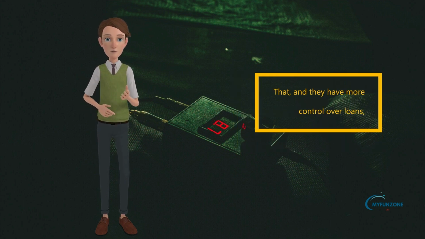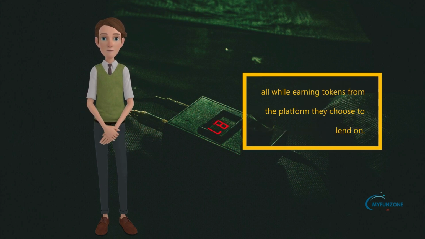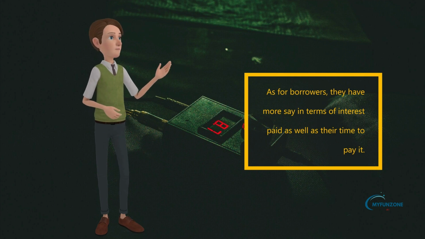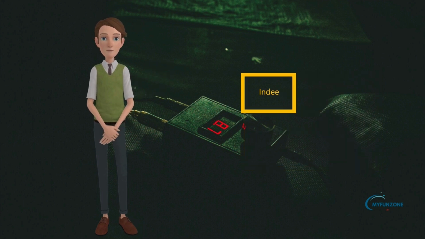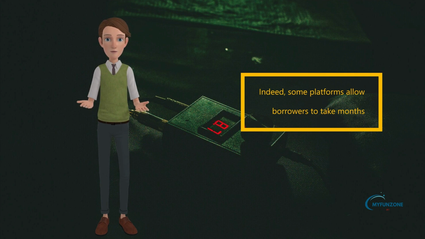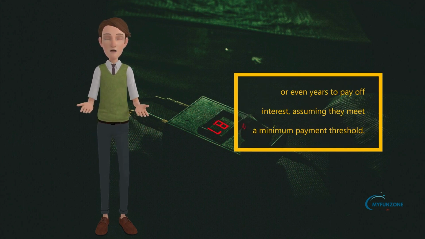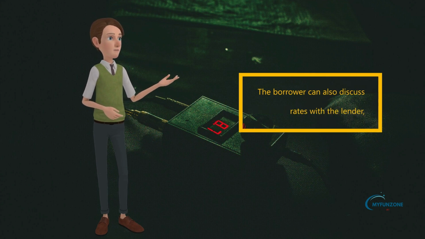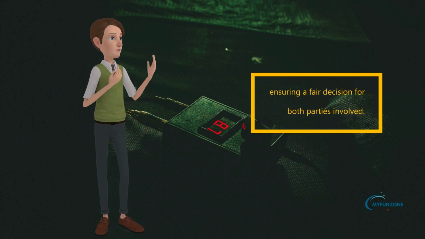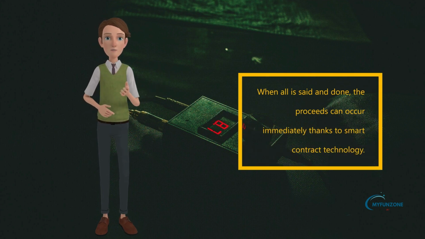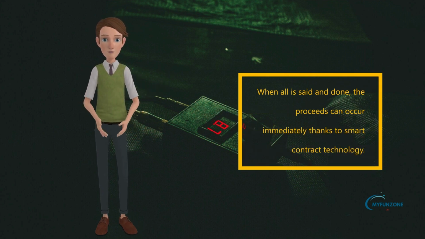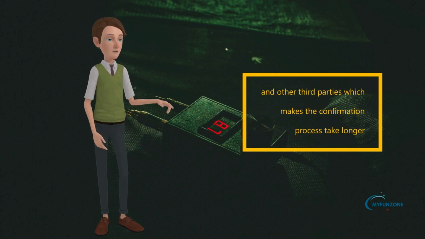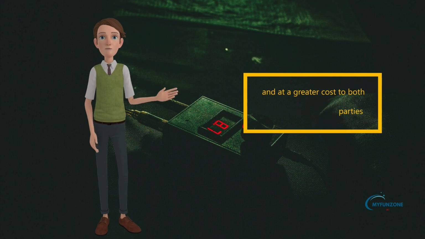That, and they have more control over loans, all while earning tokens from the platform they choose to lend on. As for borrowers, they have more say in terms of interest paid as well as their time to pay it. Indeed, some platforms allow borrowers to take months or even years to pay off interest, assuming they meet a minimum payment threshold. The borrower can also discuss rates with the lender, ensuring a fair decision for both parties involved. When all is said and done, the proceeds can occur immediately thanks to smart contract technology. There's no need to involve lawyers and other third parties, which makes the confirmation process take longer and at a greater cost to both parties.